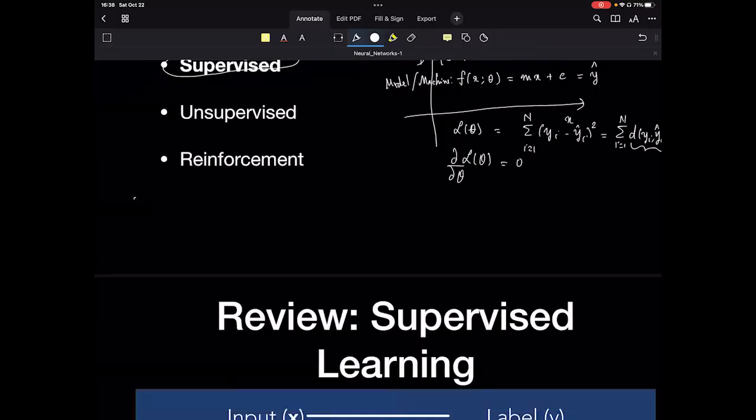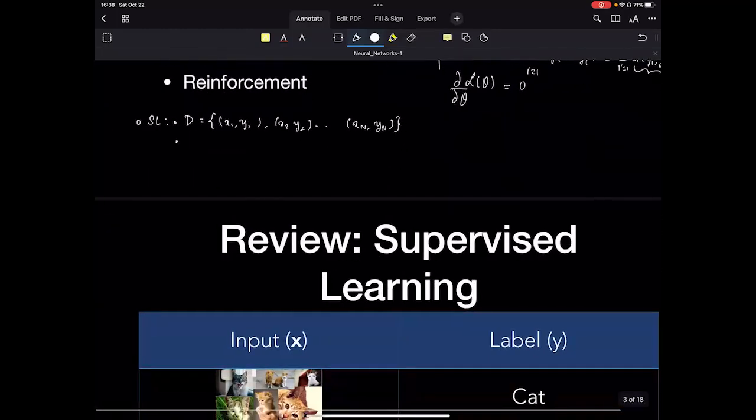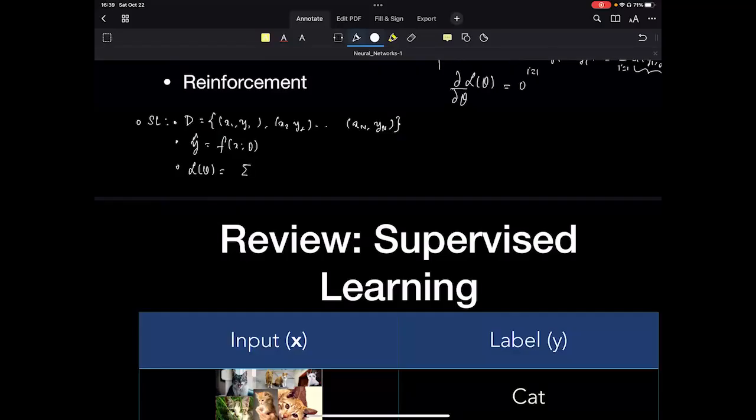So in the case of supervised learning, we have a set of data points which are tuples. And we also have a model, so our y hat is going to be defined in this fashion. And we also have a loss function, which is going to be defined over the set of training points that we have.